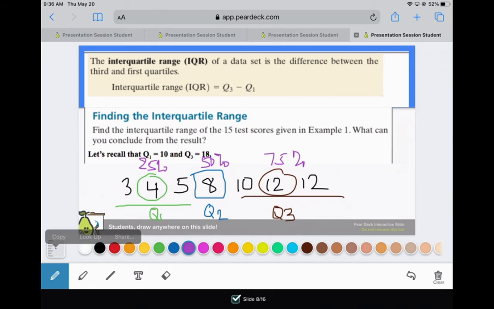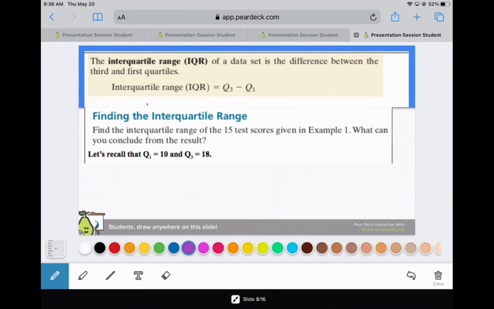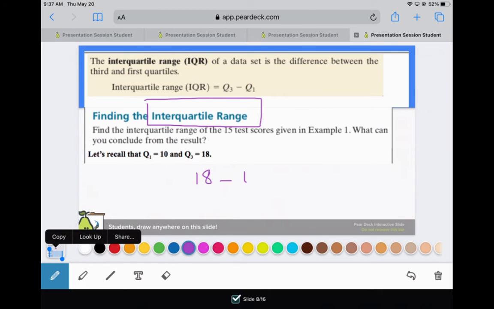From the last example, the next one in the assignment is you're going to find the interquartile range. What that means is the difference between the third and first quartiles. Let's think about the last example. You may or may not remember, but we had 15 test scores, and we found Q1 is 10, Q3 is 18. So to find the interquartile range, I just take Q3, which is 18, minus Q1, which is 10. I take Q3 minus Q1.